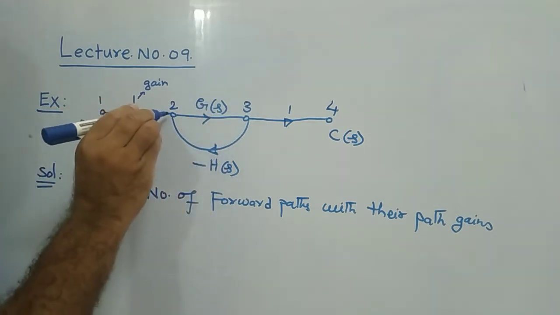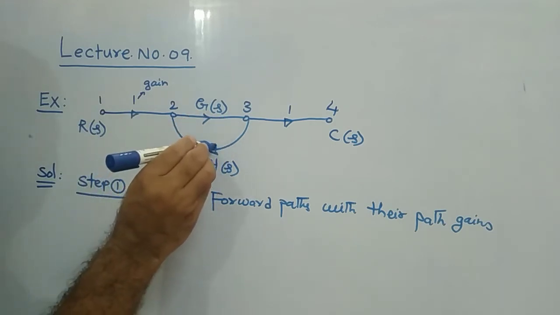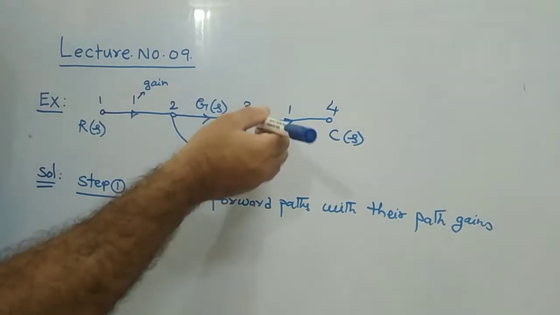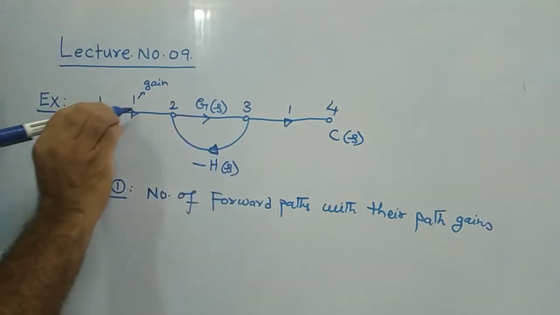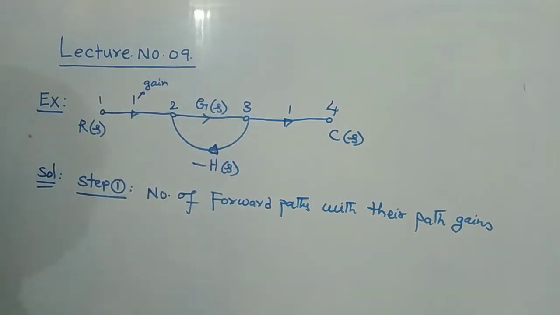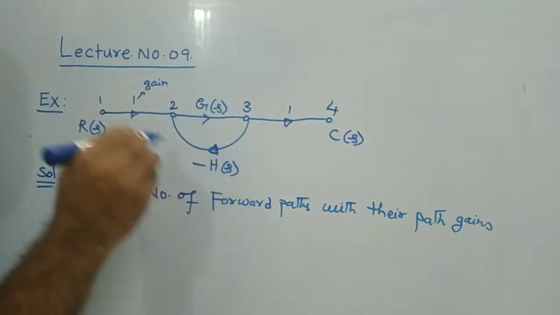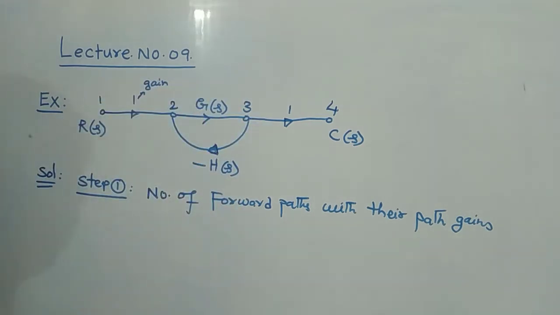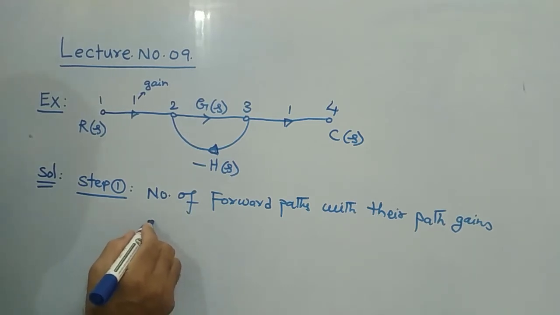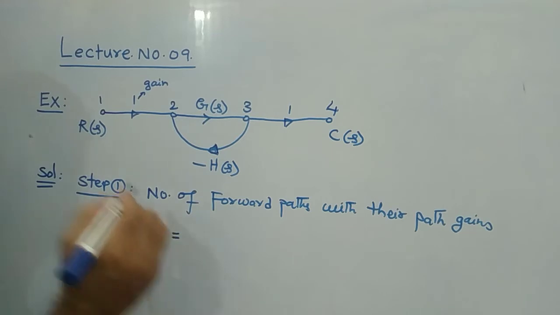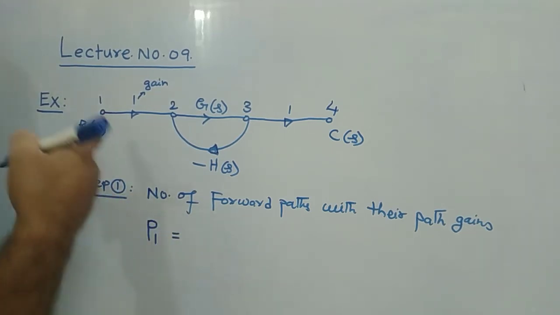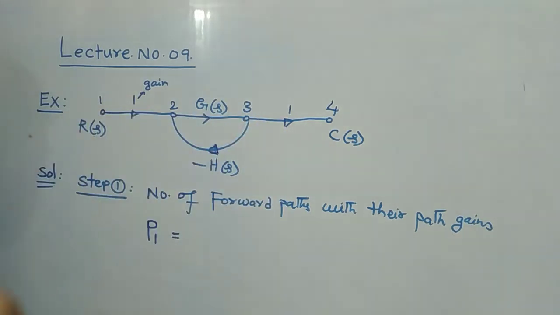Let us say, if you see 2 to 3, the arrow mark is showing a reverse direction. It is coming backward. Therefore, you should not consider this as a forward path. As far as this example is concerned, you have only one forward path, and that forward path is identified by the letter P1. P is the forward path, and suffix 1 is nothing but one forward path. Only one forward path is available.